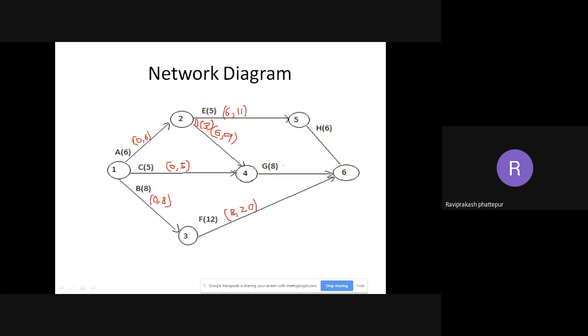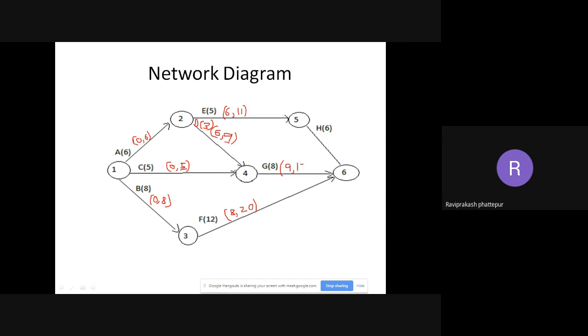Now coming to G. G, if you see, there are two, one coming from 2 to 4 and one more from 1 to 5. So always in the forward pass, what I have told, take the maximum value. Here C will end at 5, but D will end at 9. But for G to start, both D and C should have finished. So for both, 9 is the maximum. So we need to take 9. So G will start at 9, that is after D. So 9 plus 8, 9 plus 8 is how much?